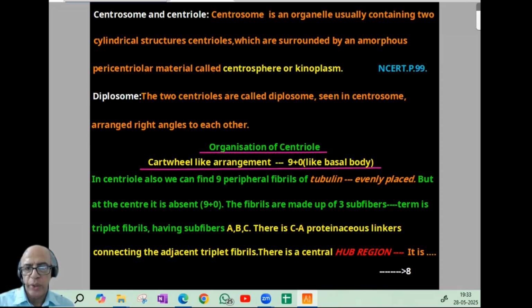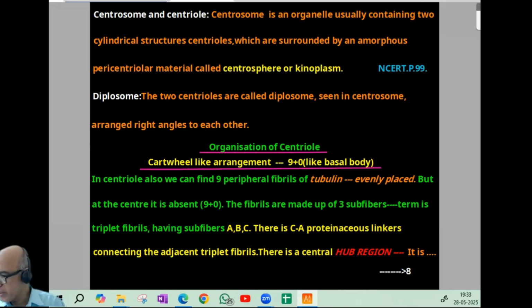So what are centrosomes? A centrosome is an organelle usually containing 2 cylindrical structures, centrioles, which are surrounded by an amorphous pericentriolar material called centrosphere or kinoplasm. The diagram will be coming, so it will be clear for you. Now diplosome, theory and question. Diplosome means diplo 2, soma body. So 2 centrioles are called diplosomes, seen in the centrosome, arranged at right angles to each other.